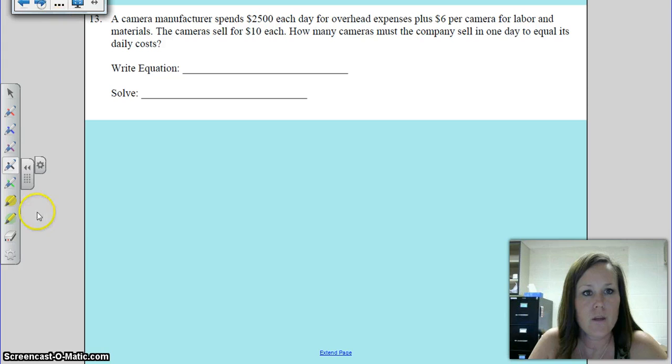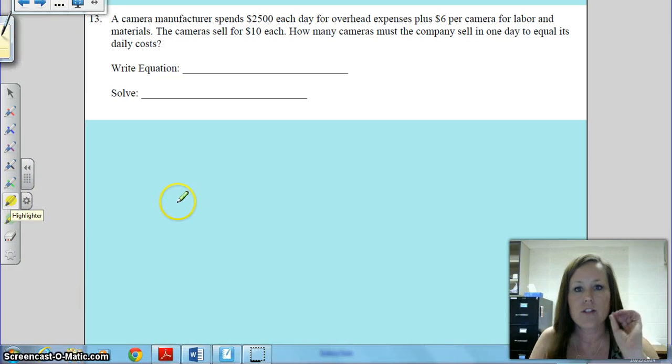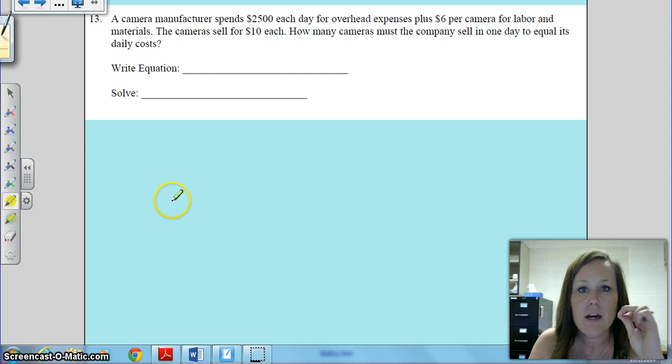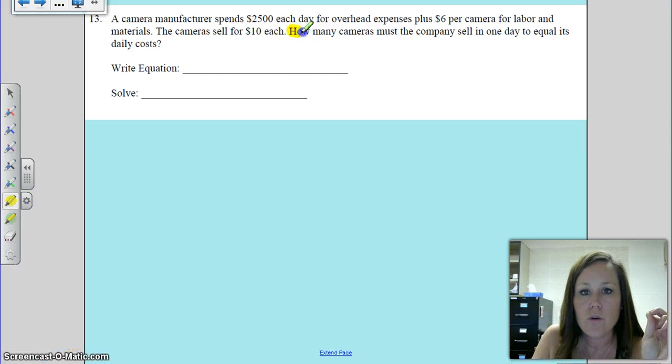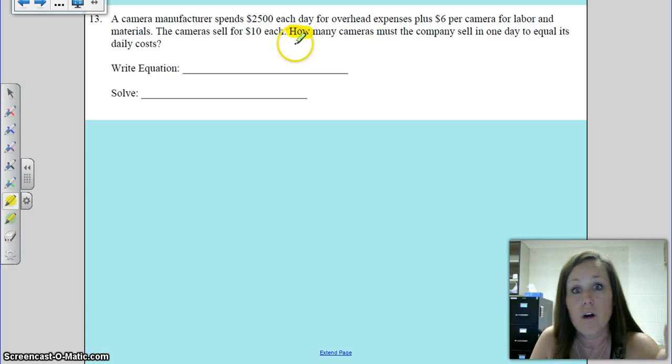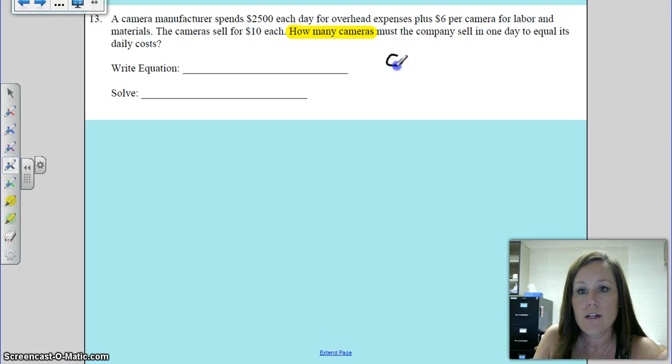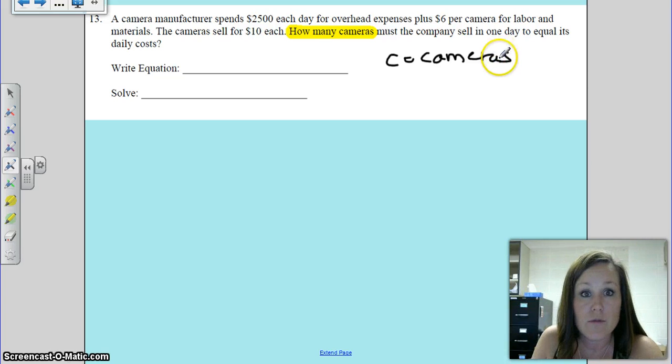Okay? Okie dokie. This one was hard. Let me underline some stuff. The first thing you need to do is know, what am I solving for? Here's my question word: how, what is, and so on. Well, this says, how many cameras must the company sell? So I'm solving for C equals cameras. That's important to know, what I'm solving for.